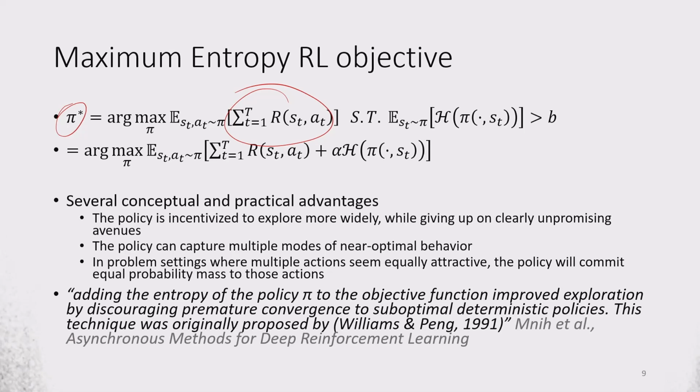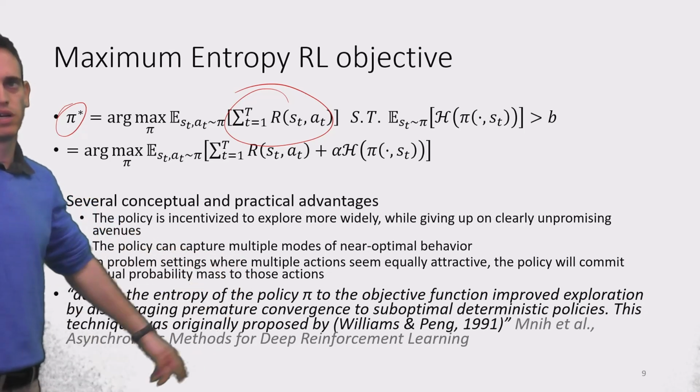And this is from the paper that presented A3C that we previously discussed. They say adding the entropy of the policy, right, the MaxEnt objective, improved exploration by discouraging premature convergence to suboptimal deterministic policies. They also acknowledge that this technique was originally proposed in 1991 by Williams and Peng.